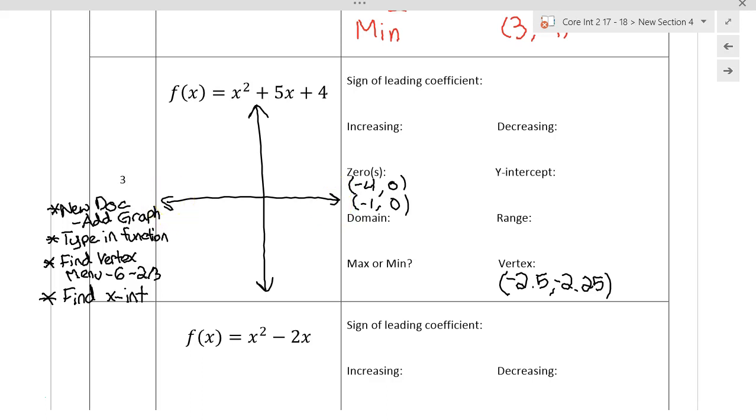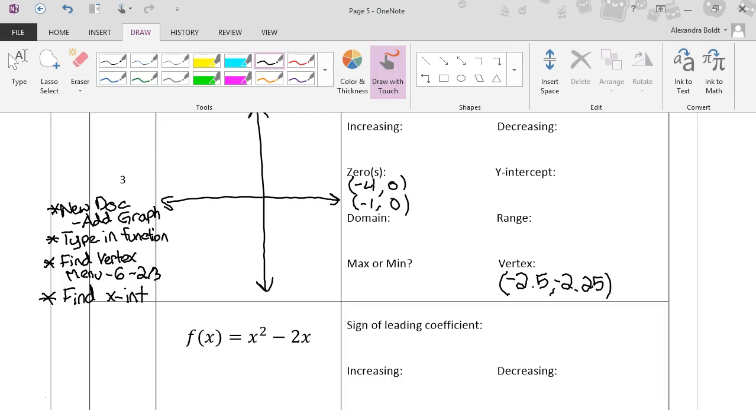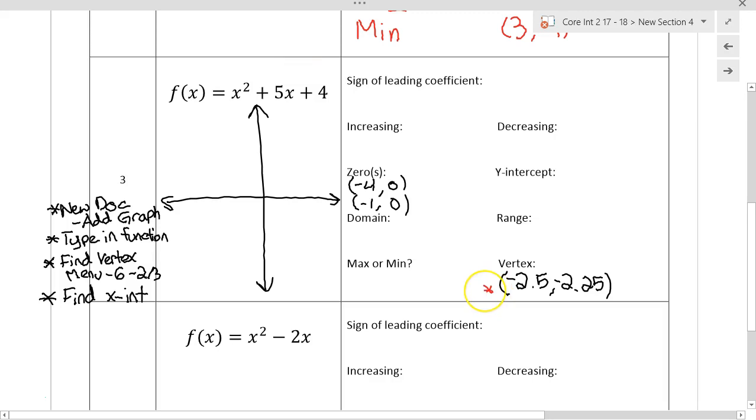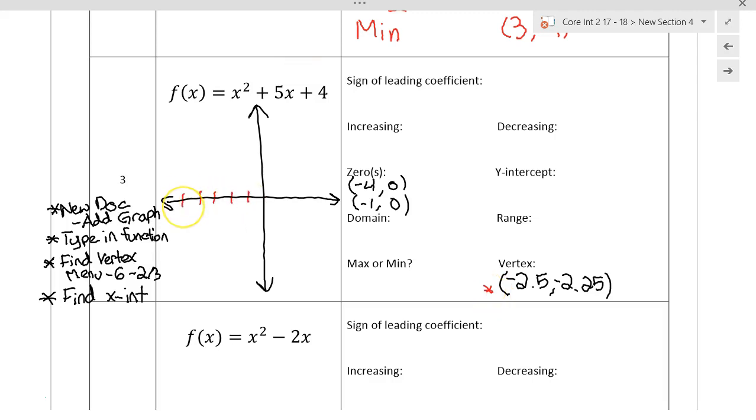Okay? So I'm just going to draw a nice picture. I'm going to put my vertex at negative 2.5, negative 2.25. So negative 1, negative 2, negative 3, negative 4, negative 5. Negative 2.5 is going to be between negative 2 and negative 3. Same thing with negative 2.25, between negative 2 and negative 3. So somewhere around here is my vertex.